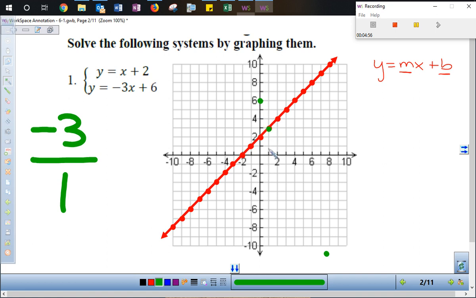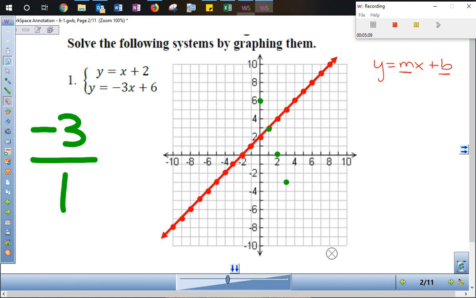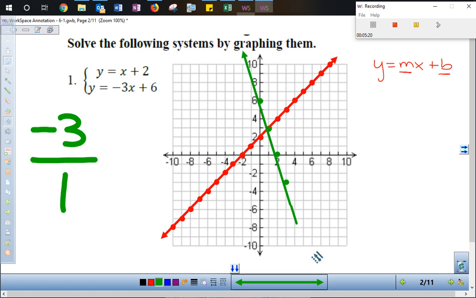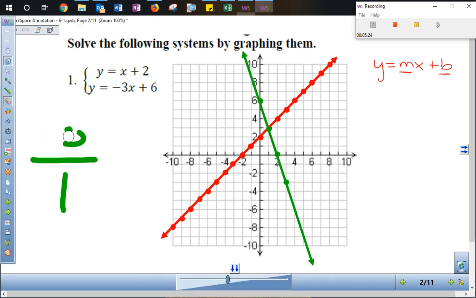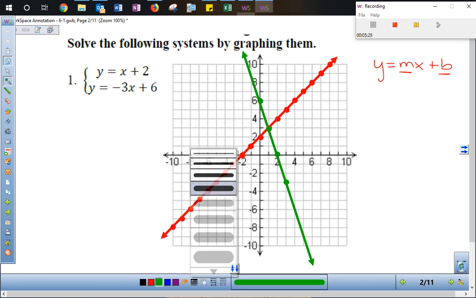So down 3 to the right one, and again, down 3 to the right one, and again, down 3 to the right one. Once you have your 4 points and it hits your first graph on a point, you can connect it with a straight edge all the way through. Okay? Now, you should have 2 lines graphed on the same graph.